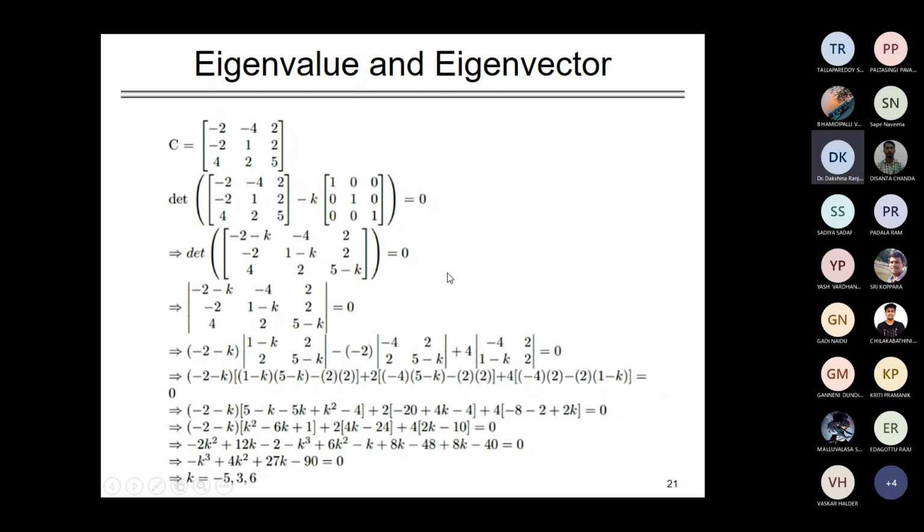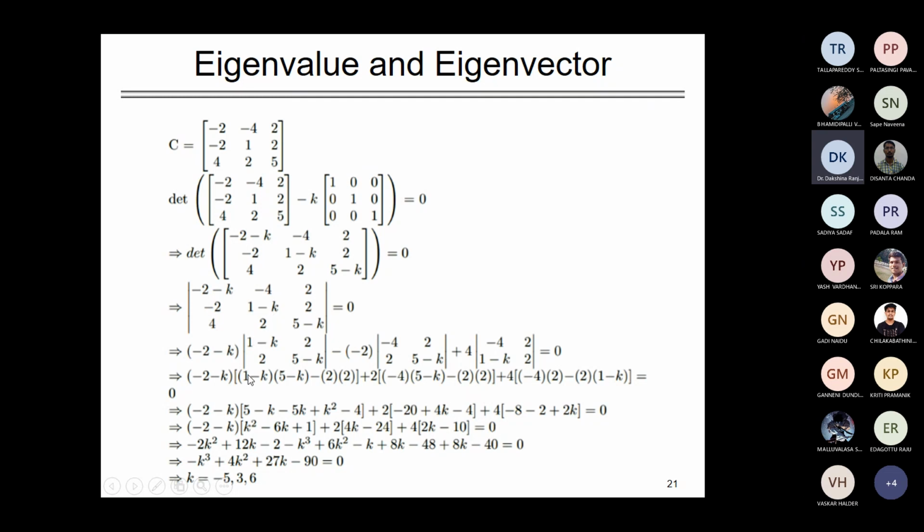Now if you remember the equation, it is A minus kI equals 0. A is nothing but the given feature vector, and k here represents the eigenvalues. This eigenvalue is multiplied with the identity matrix, and here we get the determinant of this 3 by 3 matrix.